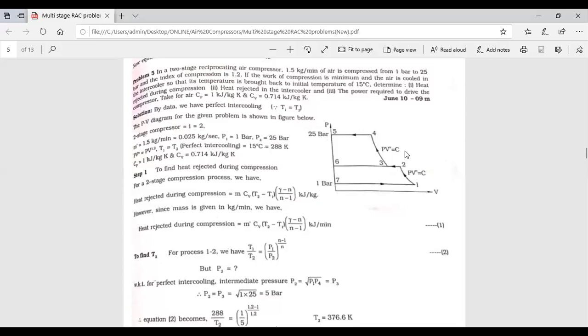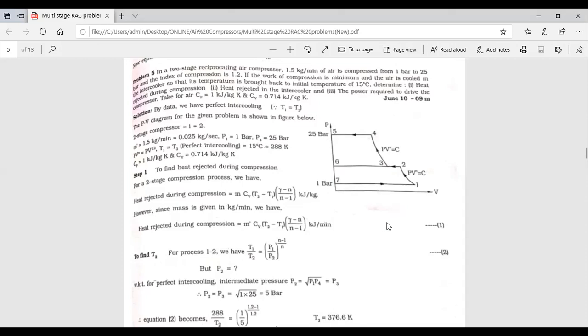Your aim is to find the intermediate pressure. If the work of compression is minimum, that is P2 equals square root of P1 into P4. It's nothing but perfect intercooling, and the air is cooled in the intercooler so that its temperature is brought back to the initial temperature of 15 degrees Celsius. Determine the heat rejected. This is another concept we are going to find out: heat is rejected during the compression, how much heat is rejected in the intercooler, and how much power is required to drive the compressor.